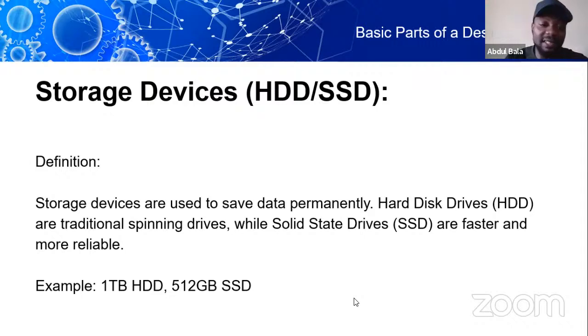So hard disk drives are traditional spinning drives, while solid state drives, SSD, are faster and much more reliable. So we'll have a 1 terabyte hard disk drive. We also have a 512 gigabyte SSD. In terms of speed, the 512 gigabyte SSD can actually be compared in speed to a 1 terabyte HDD. We'll get to understand that a bit later.